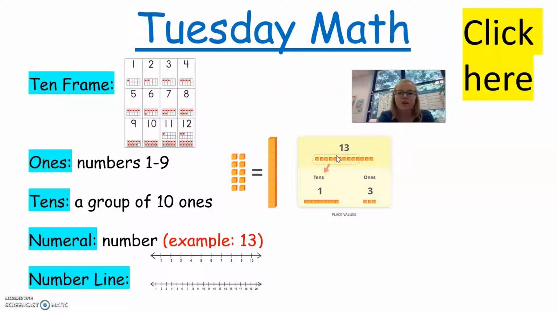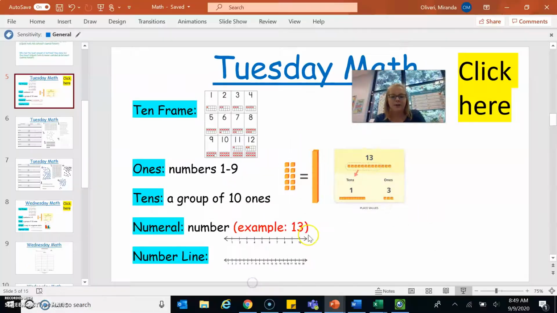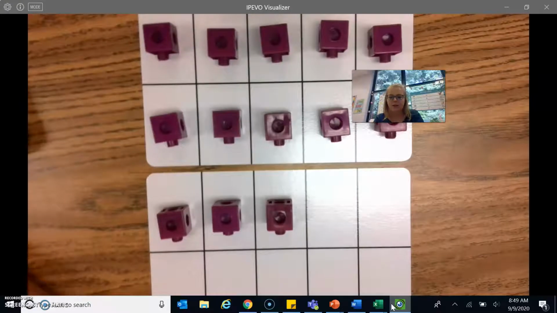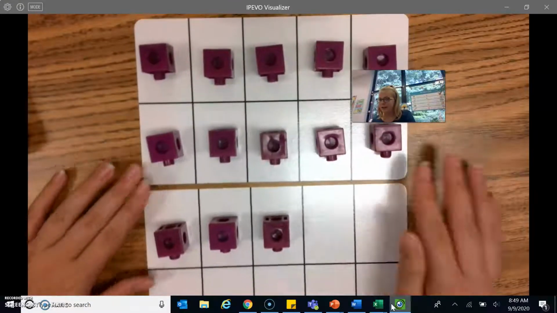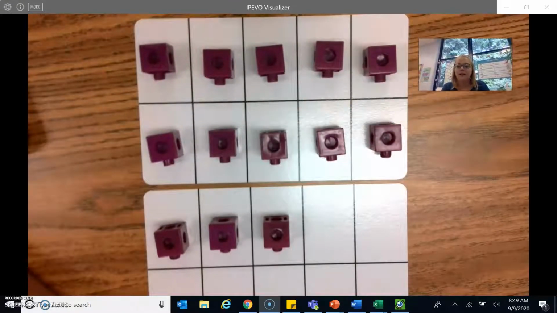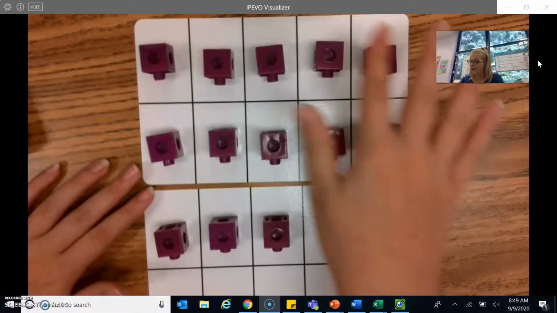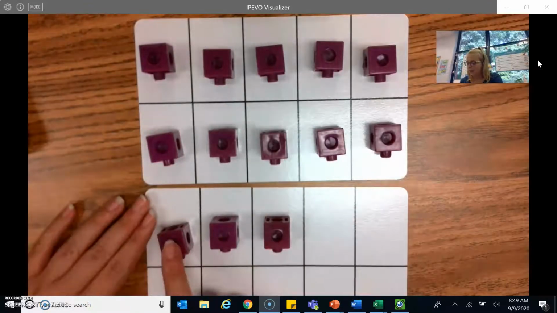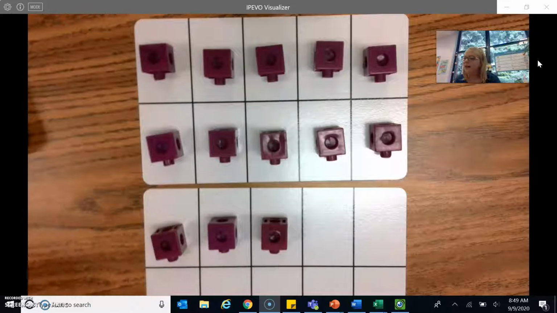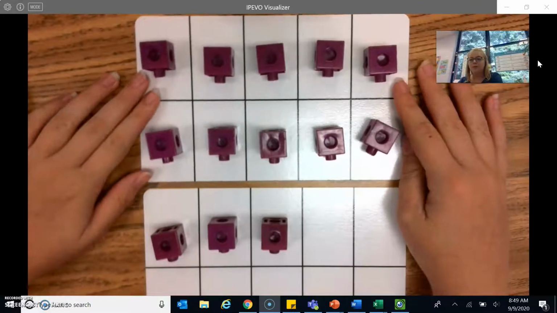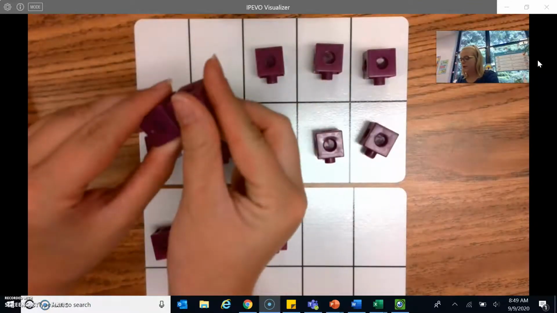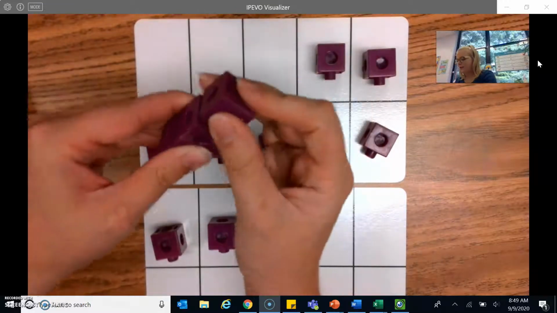I'm going to show you that in a different way before we look at our next vocabulary words. Okay, so I have a 10 frame here. Let's see how many I have. I know this is 10, 11, 12, 13. So I have 13. How many groups of 10 do I have? That's right, I have one full group of 10 because my tens frame is full. So let's stack all these together to get my group of 10.